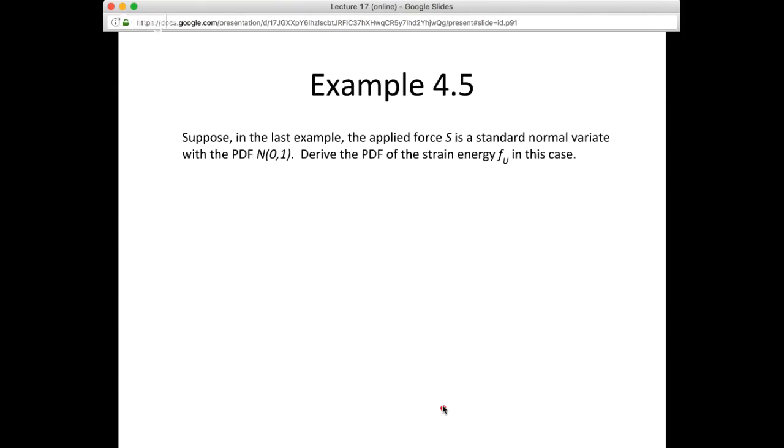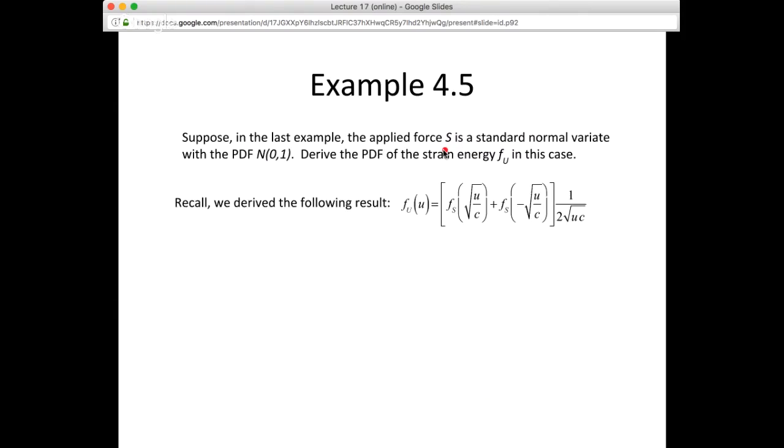Okay, let's do another example. It's basically the same as the last example, but in this case, the applied force random variable S is a standard normal variate with PDF N(0, 1). That's just the definition of the standard normal, 0 mean and unit standard deviation. And we're asked to derive the PDF of the strain energy, F of U in this case, where instead of a log normal distribution for the applied force, we have a standard normal variate distribution for the applied force.